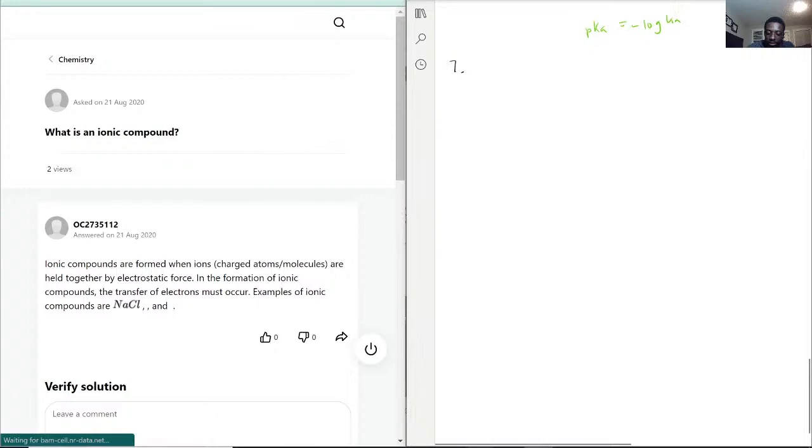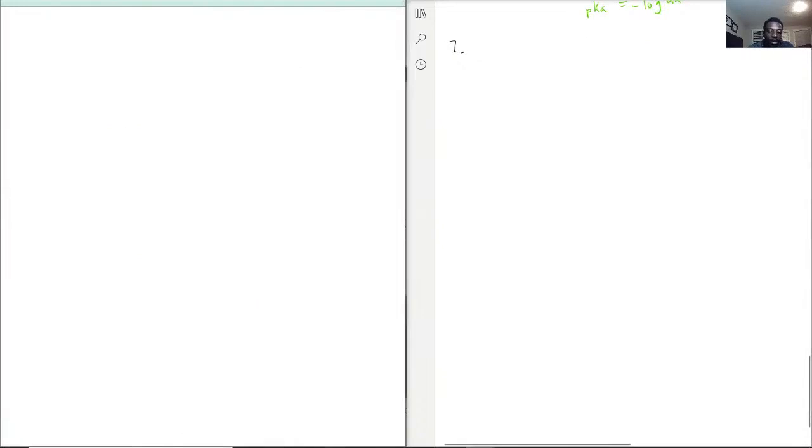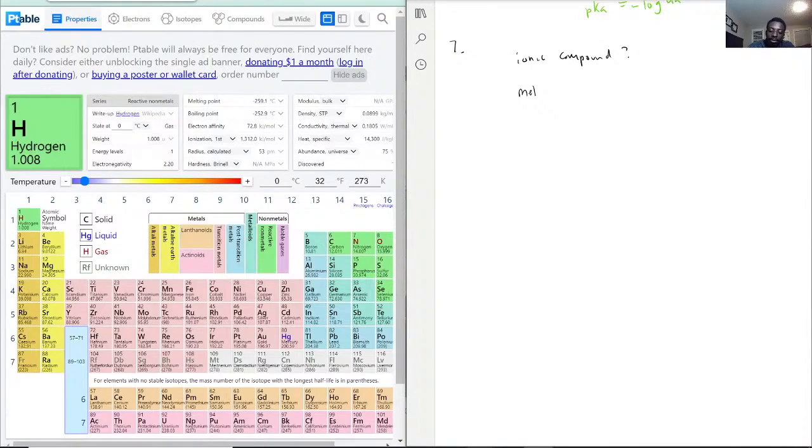What is an ionic compound? We did touch on this a little bit, but just to elaborate again, an ionic compound can be simply broken down. I'm going to put a little question mark there, as in what is it? So an ionic compound is a metal and a non-metal, and it just needs at least one of each. As we saw with the sodium hydroxide, that's an ionic compound.